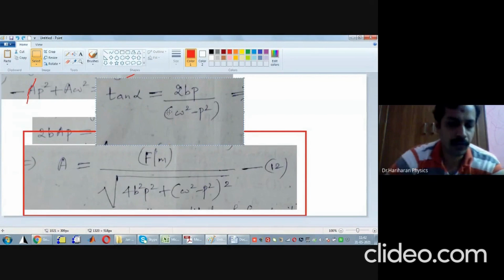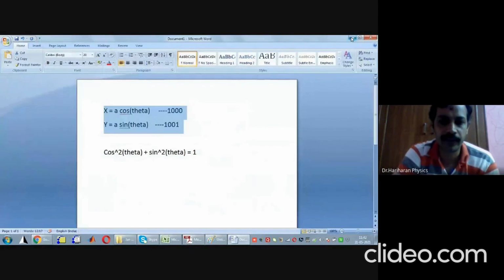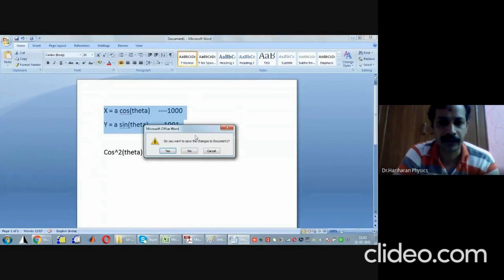So I'll stop here. In the next class, we will see how the amplitude and phase vary with the frequency of the applied force, and then we'll discuss the concept of resonance.